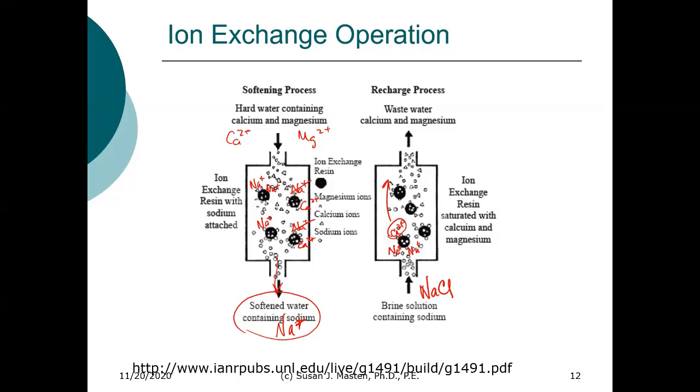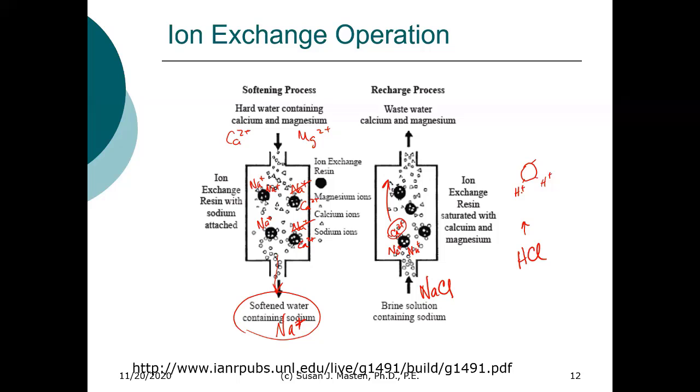We could also regenerate with hydrochloric acid if we wanted. If we regenerated with hydrochloric acid, my resins would have what cation? We'd be replacing the calcium with what? It would be 2 hydrogens. Exactly, it would be 2 hydrogens. Okay, so now it would be in a hydrogen mode.